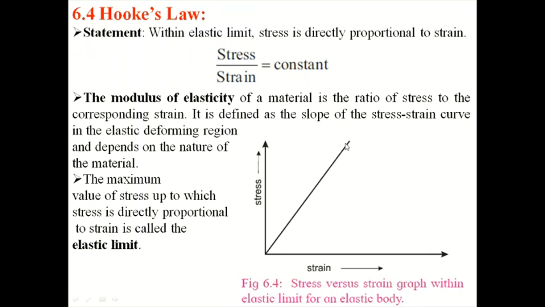This maximum point is known as the elastic limit. Since stress is directly proportional to strain, the ratio of stress to strain is constant. This constant is known as the modulus of elasticity. So the modulus of elasticity of a material is the ratio of stress to corresponding strain. It is defined as the slope of the stress-strain curve in the elastic deformation region and depends on the nature of the material.